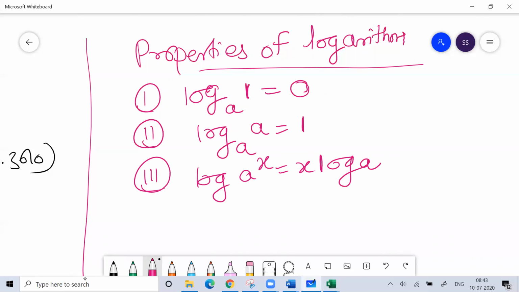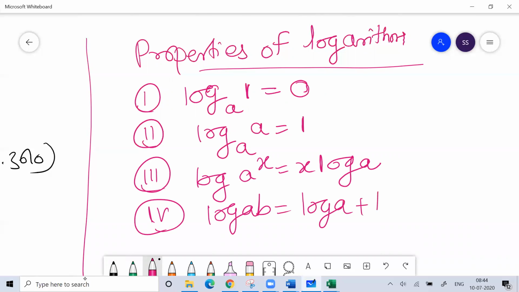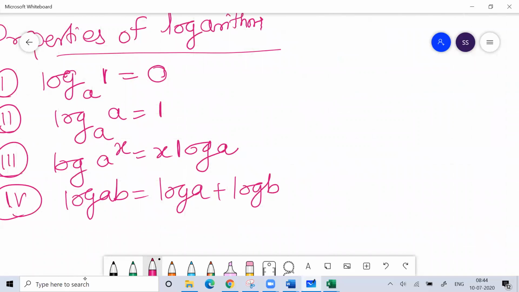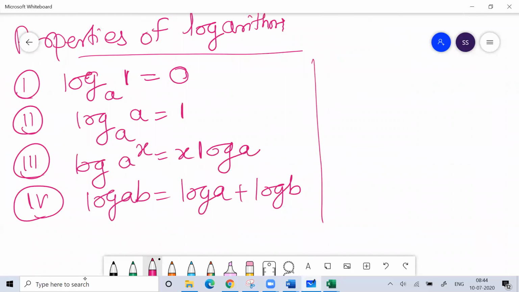Then the next property of log, you know that log of AB is equal to log of A plus log of B. And then the divided one: log of A divided by B is equal to log of A minus log of B.